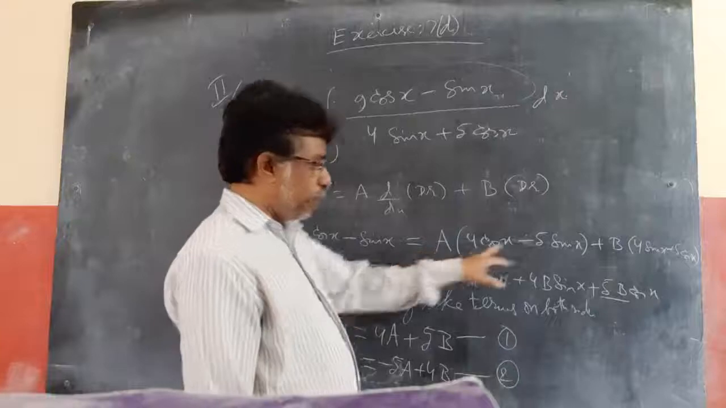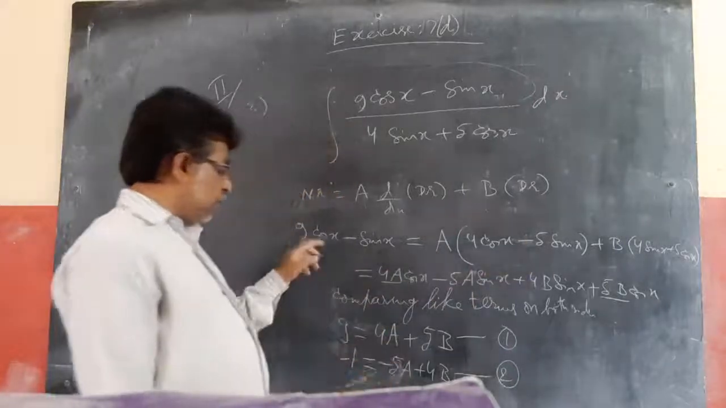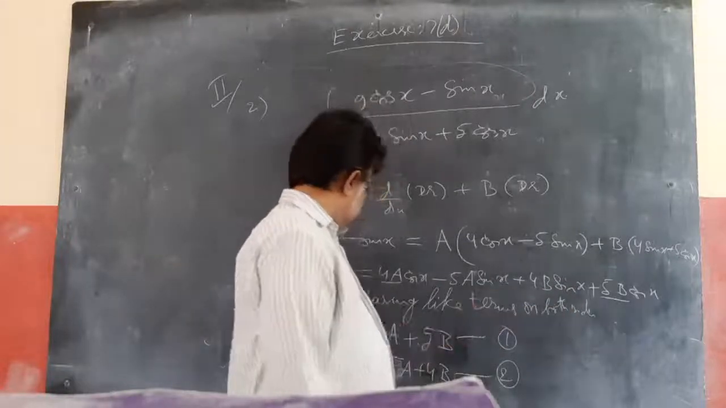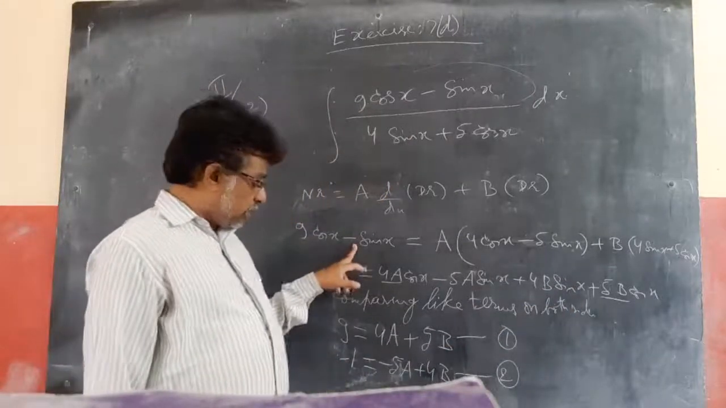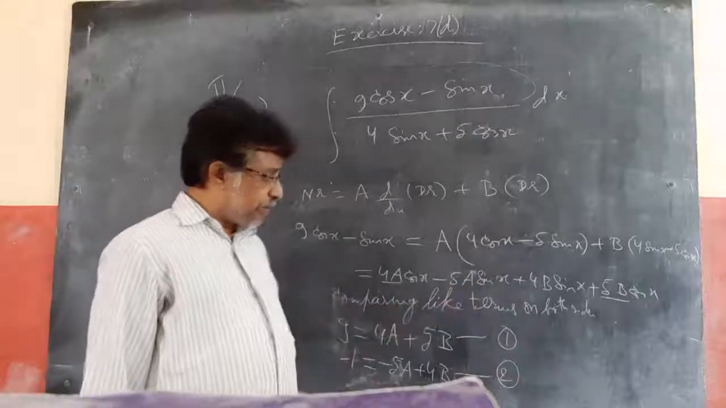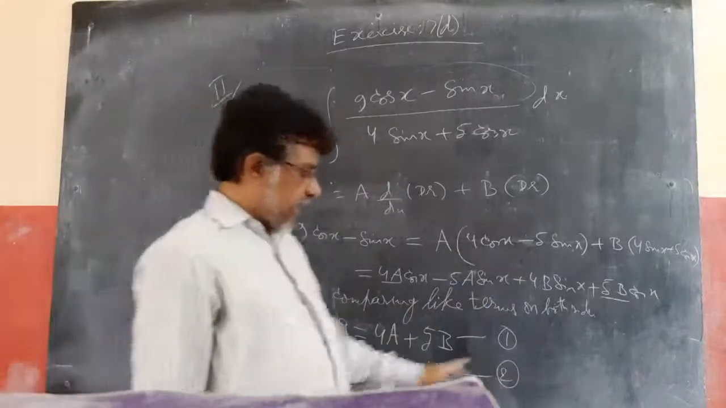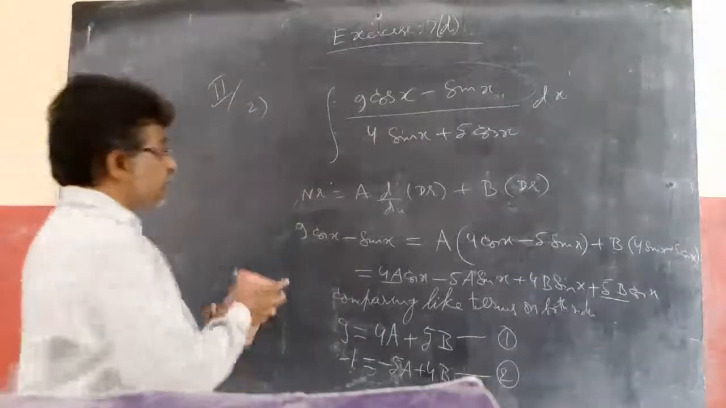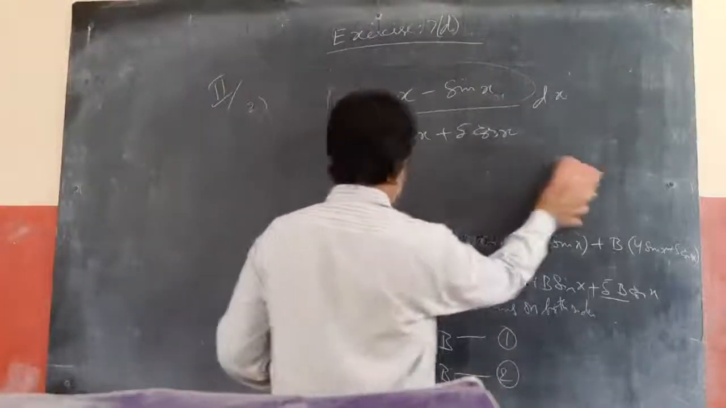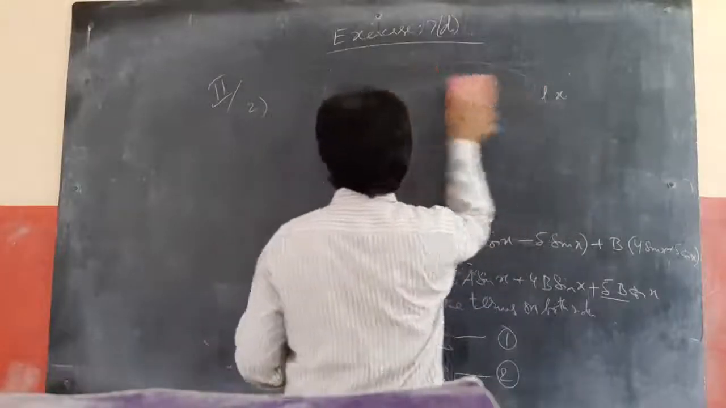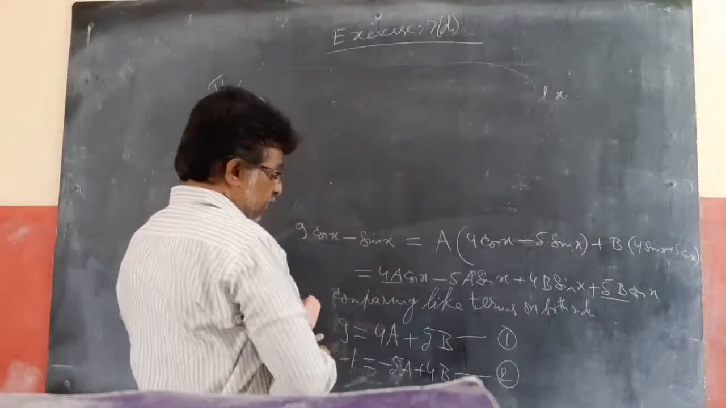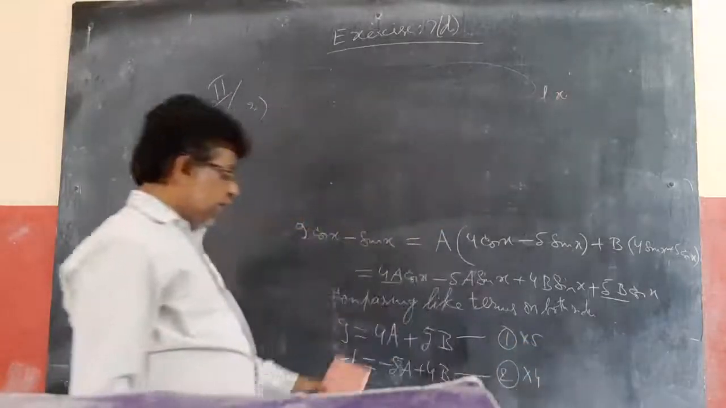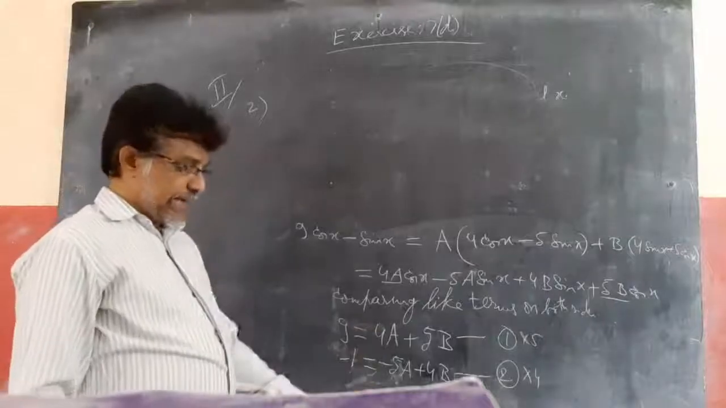I open the bracket and then compare like terms. The coefficient of cos is 9 equals 4a plus 5b, and the sin coefficient, minus 1 equals minus 5a plus 4b. Solving 1 and 2 using the elimination method. Elimination method means I need to eliminate one unknown, so I will multiply this with 5 and this with 4, so that I can eliminate a.